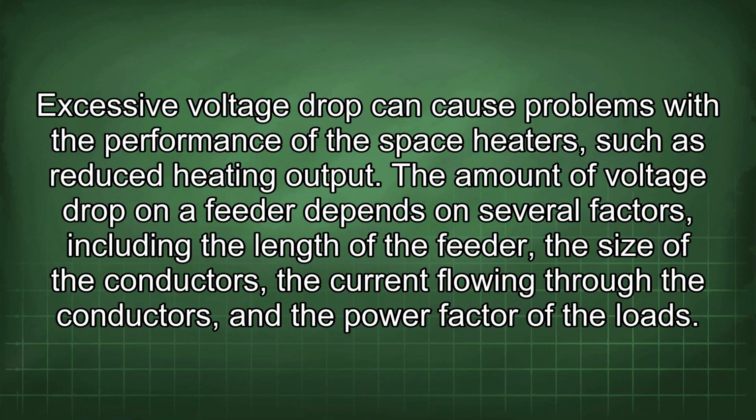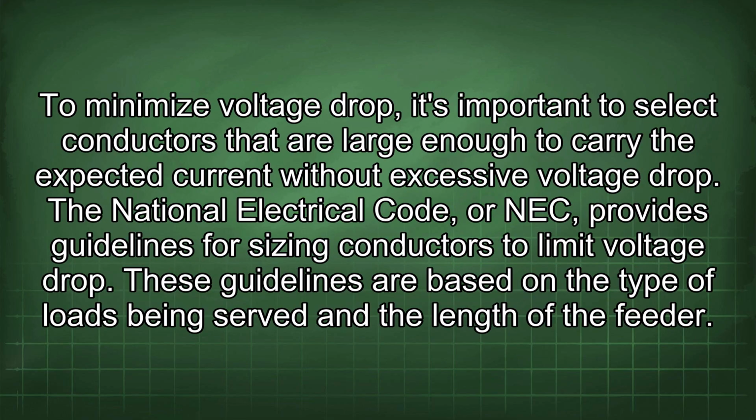The amount of voltage drop on a feeder depends on several factors, including the length of the feeder, the size of the conductors, the current flowing through the conductors, and the power factor of the loads. To minimize voltage drop, it's important to select conductors that are large enough to carry the expected current without excessive voltage drop. The National Electrical Code, or NEC, provides guidelines for sizing conductors to limit voltage drop. These guidelines are based on the type of loads being served and the length of the feeder.